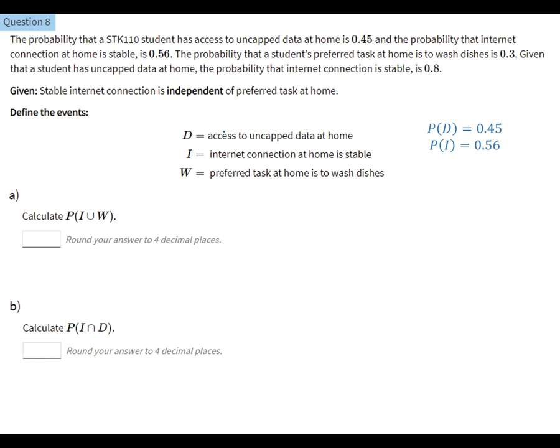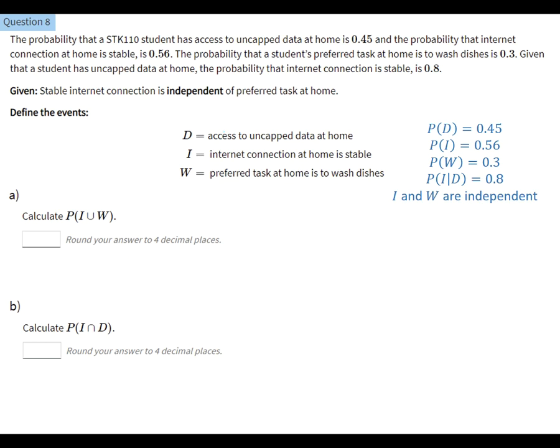Then the probability that a student's preferred task at home is to wash dishes is 0.3. Washing dishes is a W, so we are going to write that down. And then we've said that given a student has uncapped data at home, so given D, the probability that the internet connection is stable is 0.8. So this is the probability of I given D equal to 0.8. Then we've also added some extra information, that stable internet connection is independent of preferred task at home. So I and W are independent. I'm just making a note of that as well.